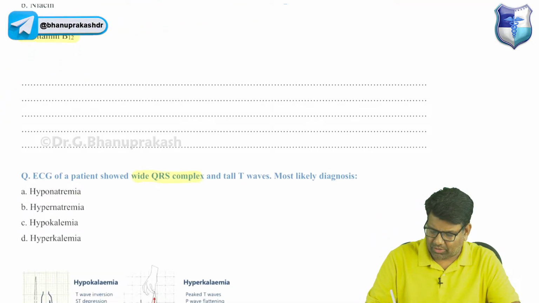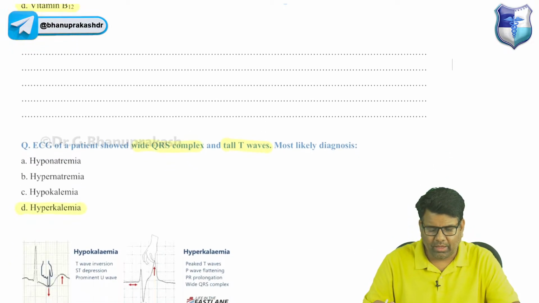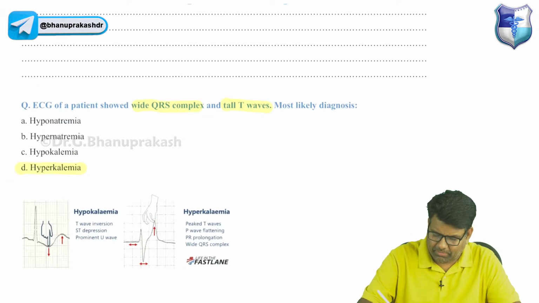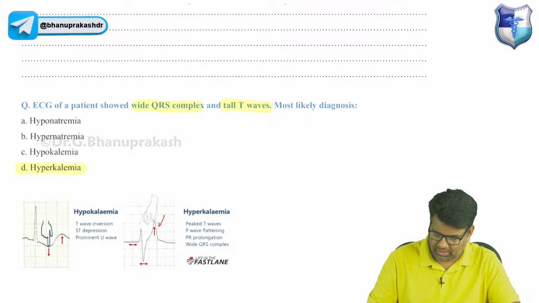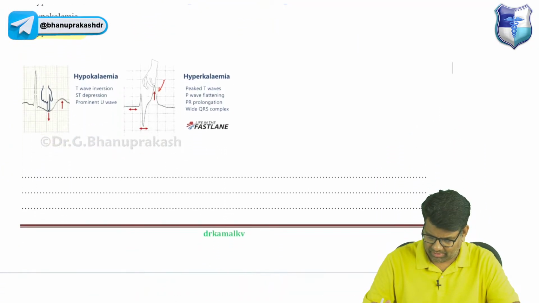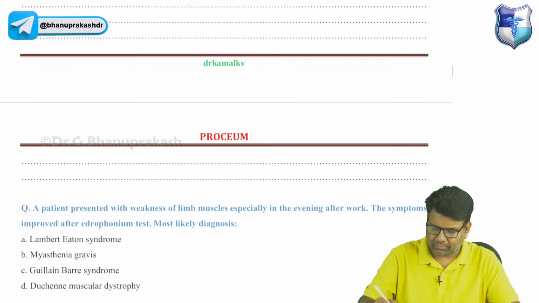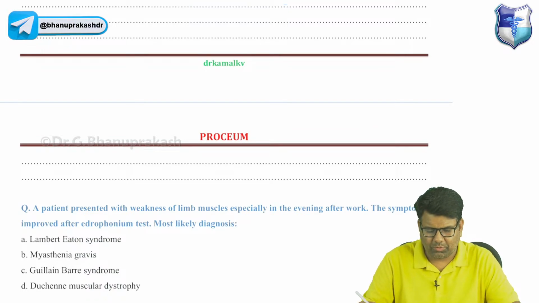So wide QRS complex and tall T waves, everyone can answer this. Here you can see the tall T waves. Yeah. So this is hyperkalemia. Right. Now this is again one very favorite topic, like most of the time.